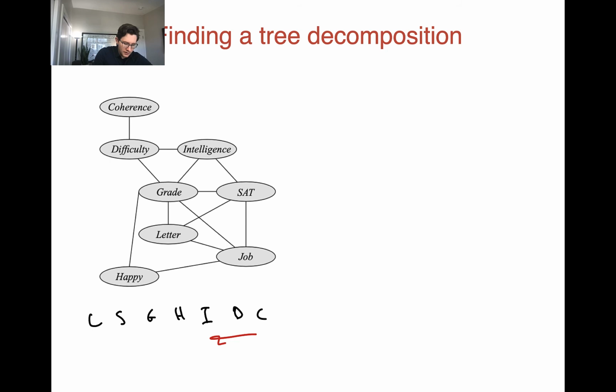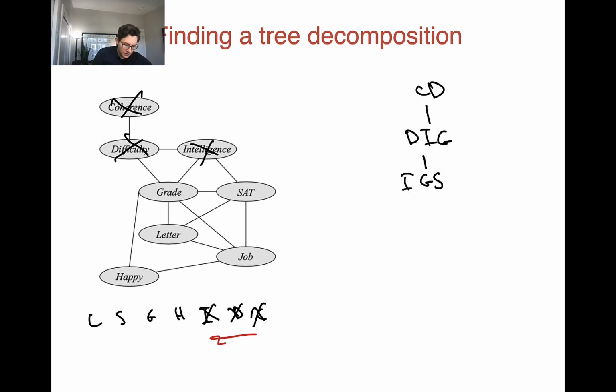Okay, we've got C and D. Done with C. D, I, G. Do we need any fill-in edges? No, we don't. Done with D. I is next. We get I, G, S. Do we need any fill-in edges? No, still none. Do we need to connect across? No, we don't. Done with I.